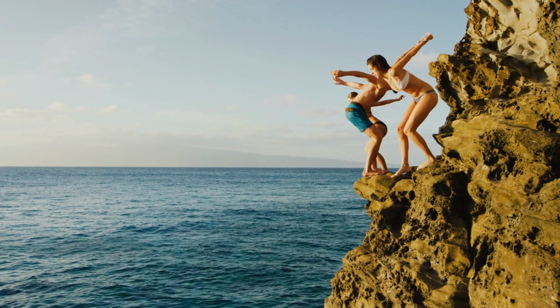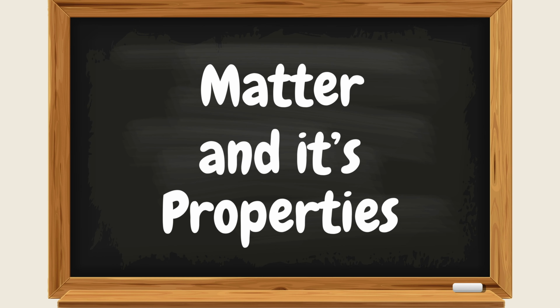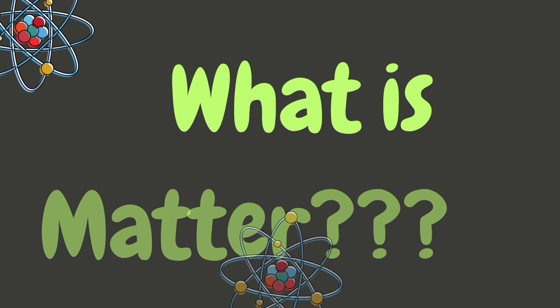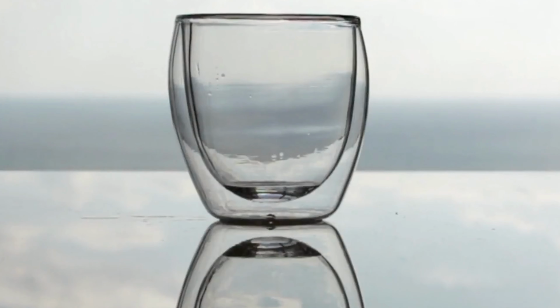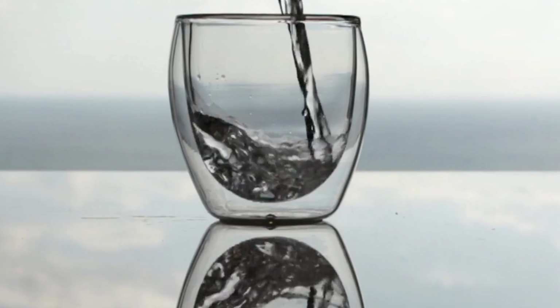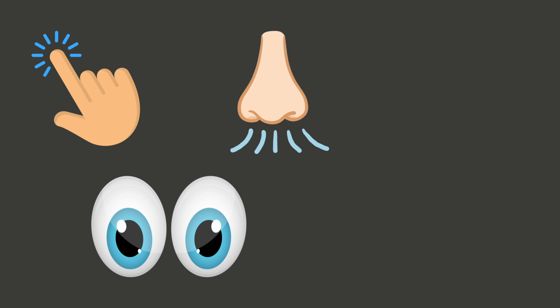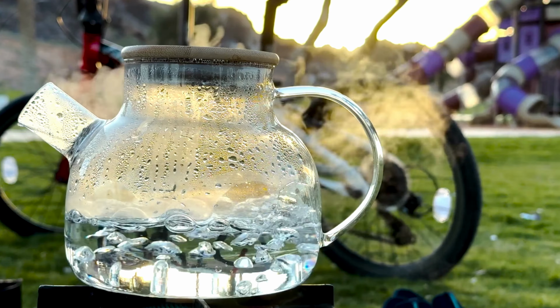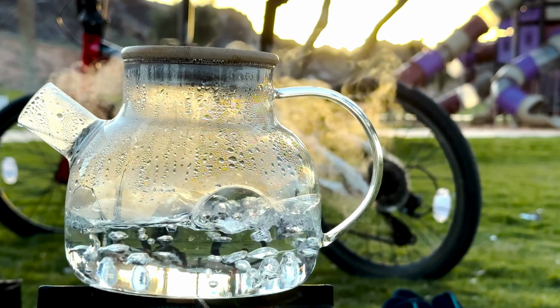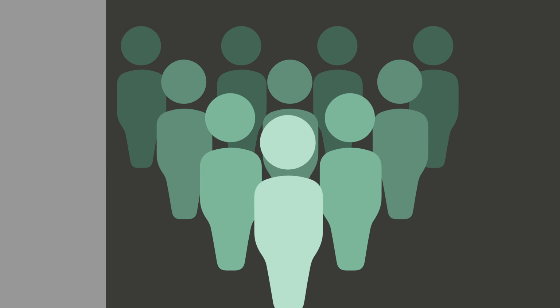Today we're jumping into something super important: matter and its properties. So, what is matter? Matter is anything that takes up space and has mass. That means if you can touch it, see it, smell it, taste it, or hear it, it's matter. Just like the water in this kettle, the kettle itself, everything around it, and even us.